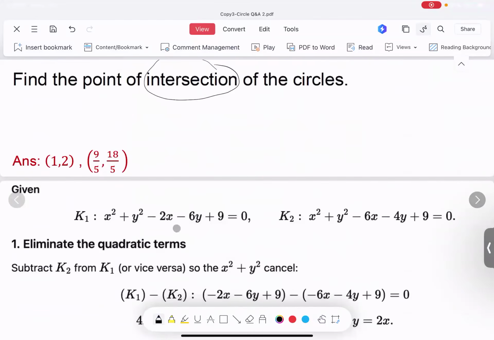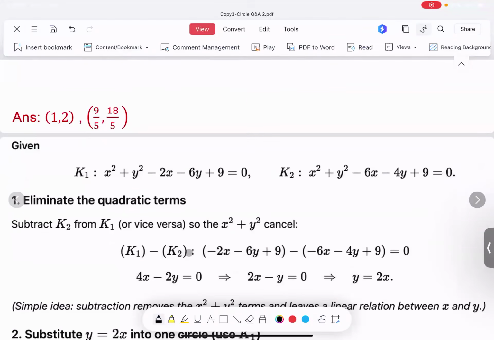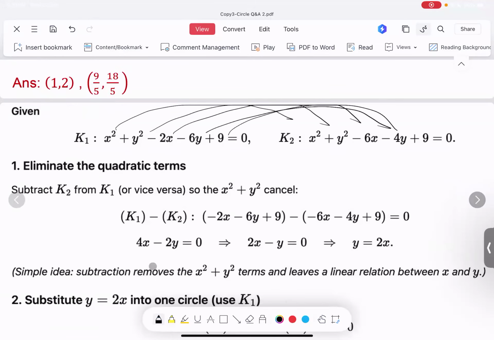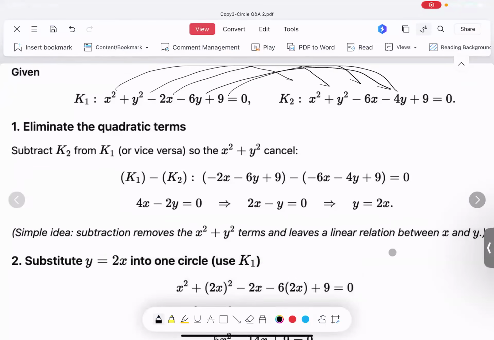Okay, you copy down these two equations. Okay, and then you try to use K1 minus K2. Okay, you find out this one minus this one, minus this one, minus this, and so on. Okay, you will still get answer. You will get 4x minus 2y is equal to 0. Okay, 2x minus y is equal to 0. Y equal to 2x. Okay, right. Okay, so cancel these two, you get this answer.